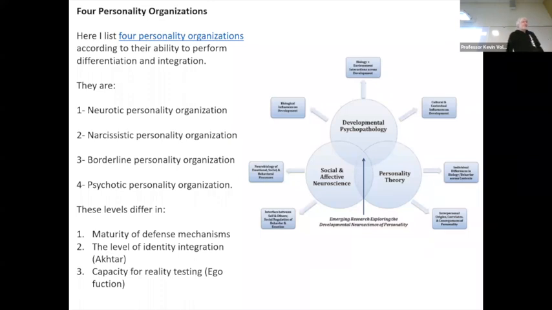Okay, and these levels differ in maturity, the level of identity integration, which you're reading in your book now, your book talks a lot about this, and the capacity for reality testing, ego function. The ego function is okay in the neurotic level, then it's a little bit messed up and you get borderline, and then it's super messed up in psychotic personality organization. And again, you can think of all the things that go into this: biology, cultural stuff, individual differences, personal origins, interface between self and others, neurobiology. All these things play into these levels. Okay.